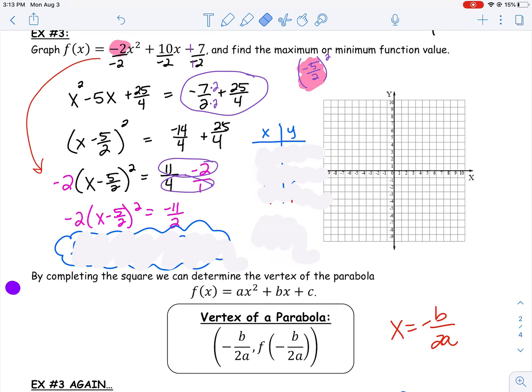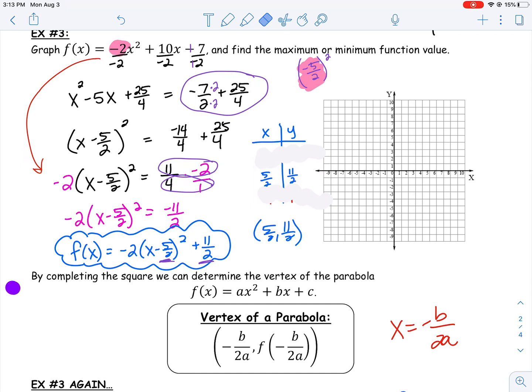All right, I'm going to go ahead and move everything to the same side by adding the 11 over 2 over. And so I have a new function, same as the original function, just in vertex form, that looks like this. All right, what is the vertex then? Well, my vertex is the point 5 halves, comma 11 halves, right?